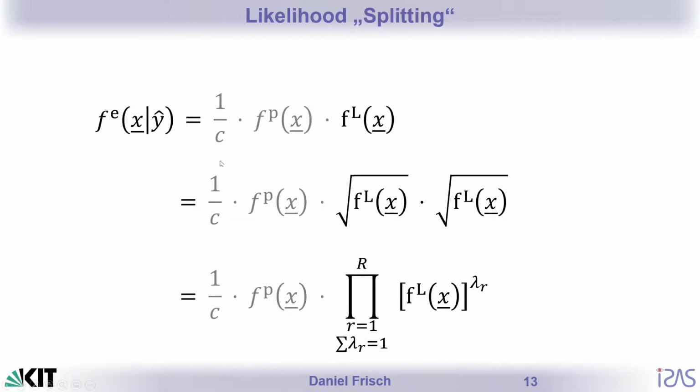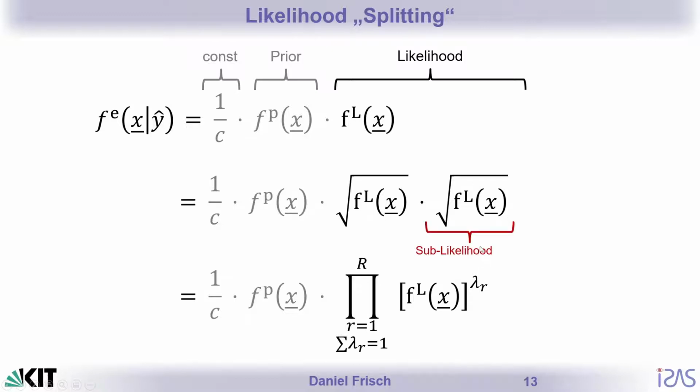Here's again Bayes' rule, constant times prior times likelihood. And when we use the flattened version of the likelihood, like the square root, but we perform 2 successive update steps with that, then we see that overall we have done the same update step as in this case. We also call this flattened likelihood version sub-likelihood.